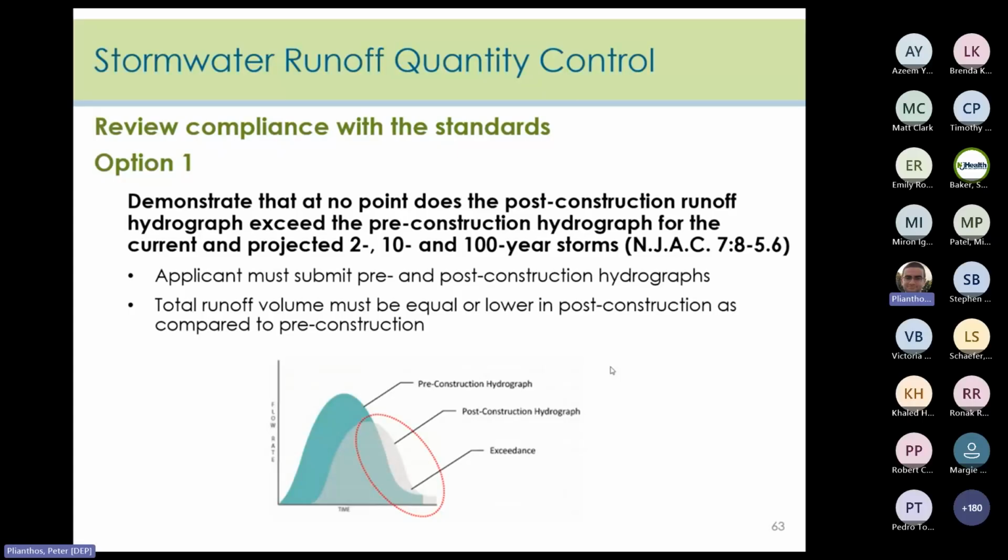Generally speaking, the CN value affects the y-axis of the hydrograph, shifting things up and down. And the time of concentration affects the x and y-axis, shifting things up and down and left to right. So even if the CN is decreasing, if the time of concentration changes, that could cause the post-construction hydrograph to exceed the pre-construction hydrograph.